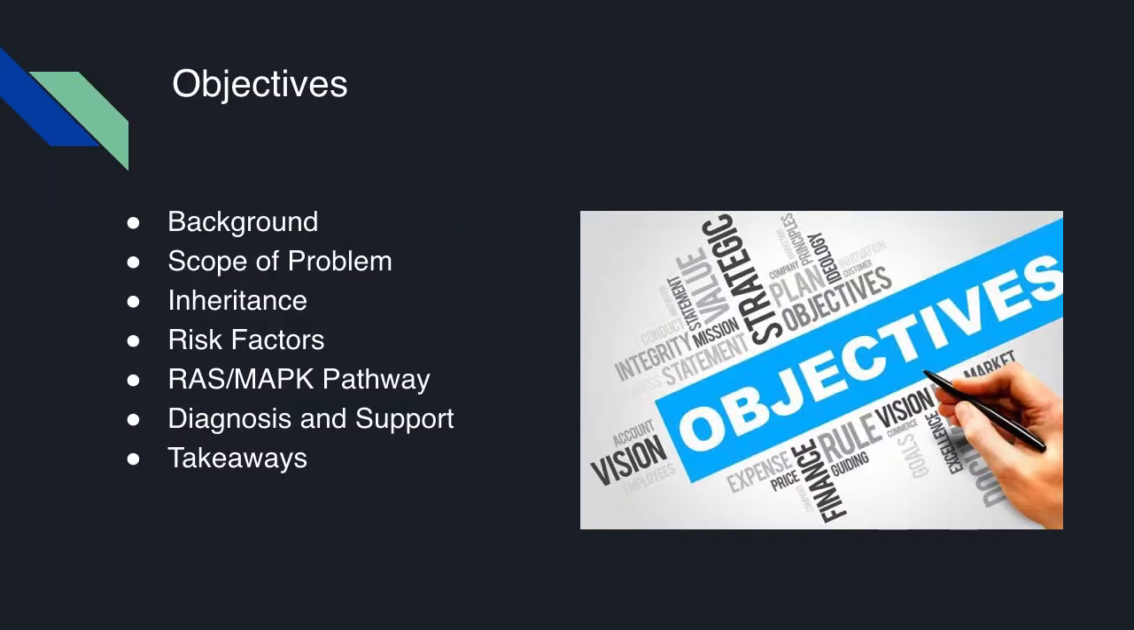Alright, so just a couple of objectives to get you started. We're going to be going through the background of what genetic disorders are, what basically the disease is, leading to the scope of the problem, the inheritance of Noonan syndrome, a couple of risk factors that have to do with it, what genes play into it, how it affects diverse populations, going into a couple of different research studies with that, and then we're also going to be leading into the pathway that it actually affects and what happens, how it's diagnosed, support, and the major takeaways of this disease as a whole.